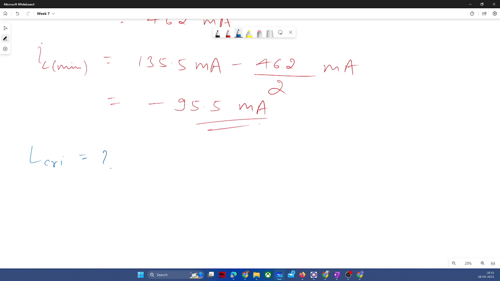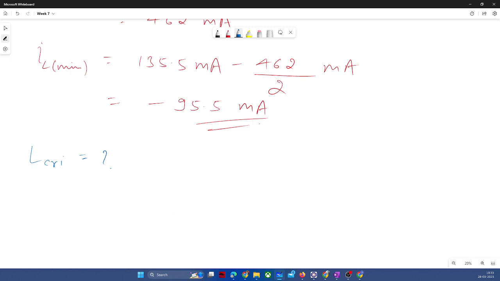Anyone? Not sure, sir. Okay, so it means it might not have been derived. So let us derive that. Sir, here we are talking about this IL in this problem. We computed the minimum value of inductor current so that we first identify whether the converter is in CCM or DCM. After that, we need to find out the value of critical inductance.